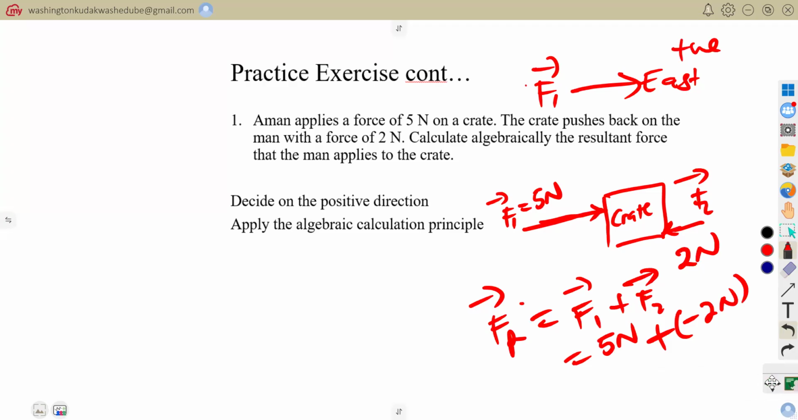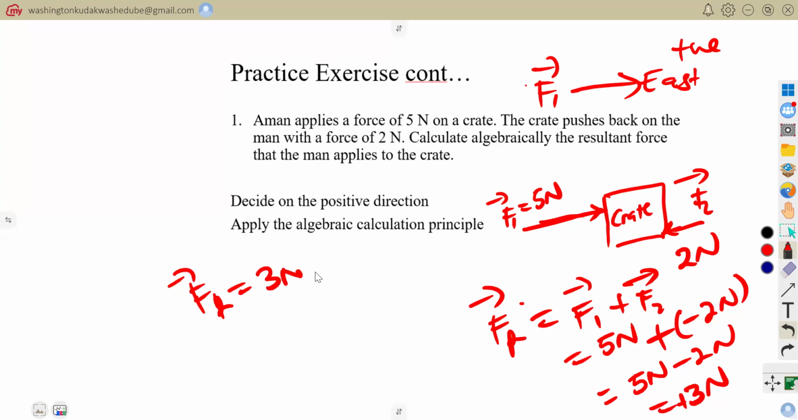And then what becomes my resultant if I do that? 5 plus minus 2, it's more like 5 minus 2. So it's more like I'm saying 5 newtons minus 2 newtons. My resultant becomes what? 3 newtons. Since it's a positive, you can see that your resultant simply becomes 3 newtons towards the east, or else it will be 3 newton force of the man, in the direction in which the man is applying that force. So it becomes 3 newton east if you said the man would be applying the force towards the east.